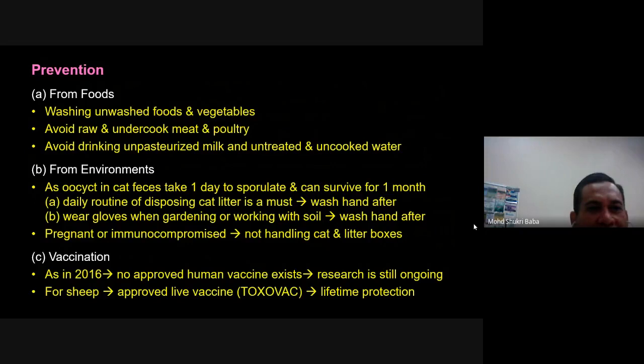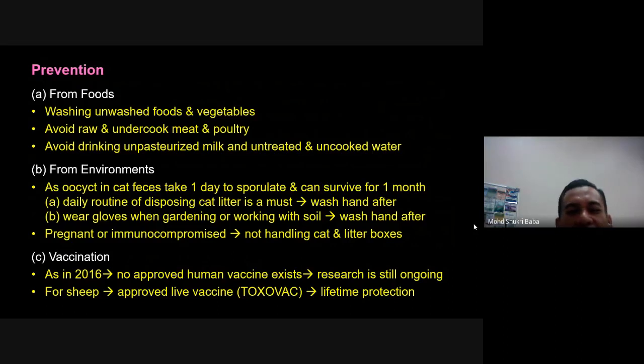Prevention, okay, daripada makanan bagaimana, macam biasalah, daripada environment bagaimana, dan juga vaccination juga, okay, kita ada prevention. But as in setakat 2016 kita tak ada approved human vaccine because the vaccination towards the toxoplasmosis memang still ongoing in terms of the research. Tapi vaccination in sheep, kita ada approved live vaccine, which is kita panggil Toxovac.